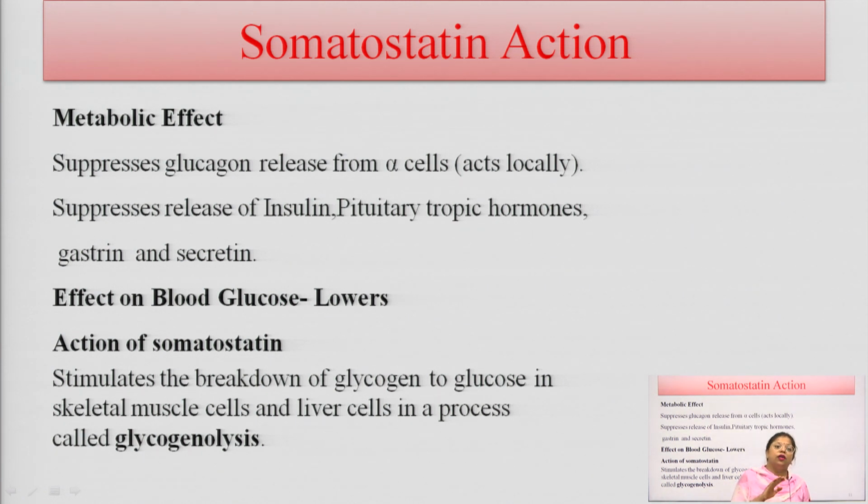it is always controlling the insulin and glucagon, and the total effect of this somatostatin on the blood glucose level is that it lowers the blood glucose. It suppresses glucagon release from the alpha cells, and it suppresses release of insulin. It also suppresses other growth hormones, because it is known for its growth hormone inhibitory action. It also stimulates the breakdown of glycogen to glucose in skeletal muscles. It is also helpful for promoting glycogenolysis when there is a reduced concentration of glucose in the blood.